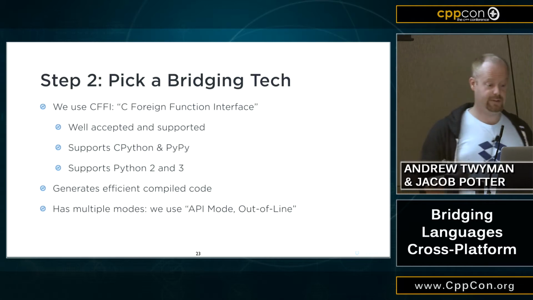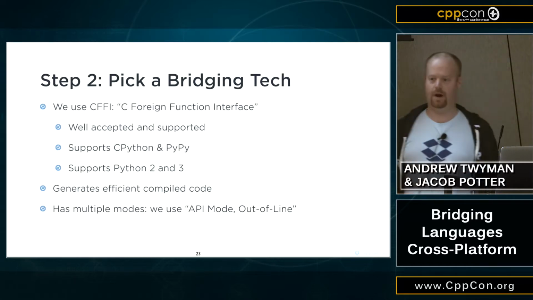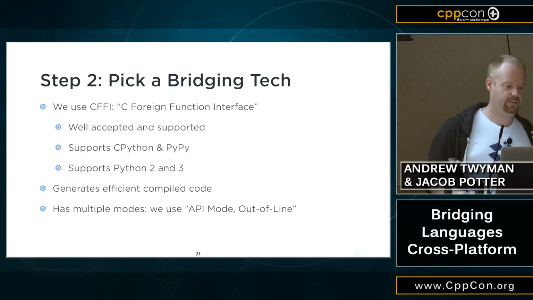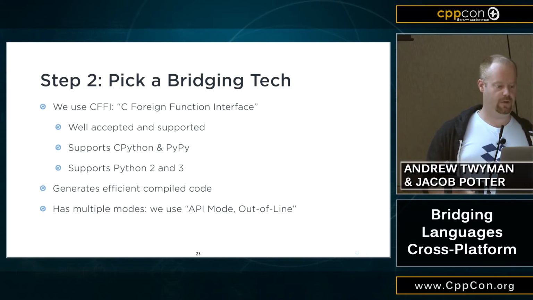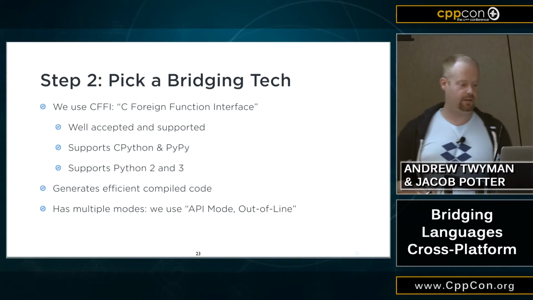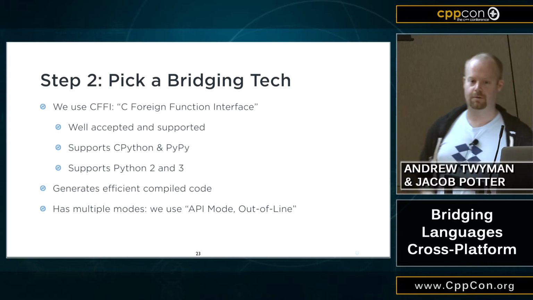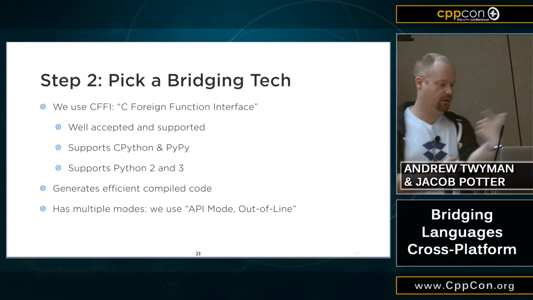Right. So that was step one. We know what we want everything to look like in Python. Let's talk step two, which is how do we bridge from Python to C++. So we use a technology called CFFI. It's out there on the internet. You can Google it. It stands for C Foreign Function Interface. Note C, not C++, which means we have to go through C on our way to Python.